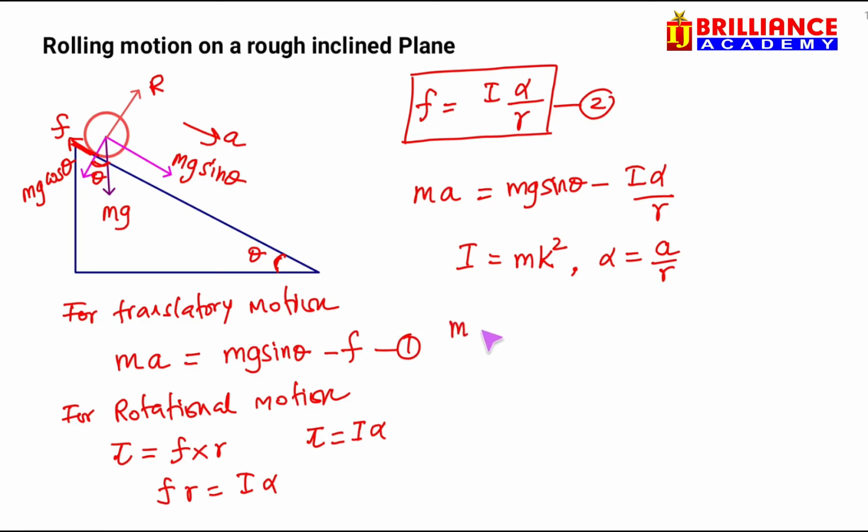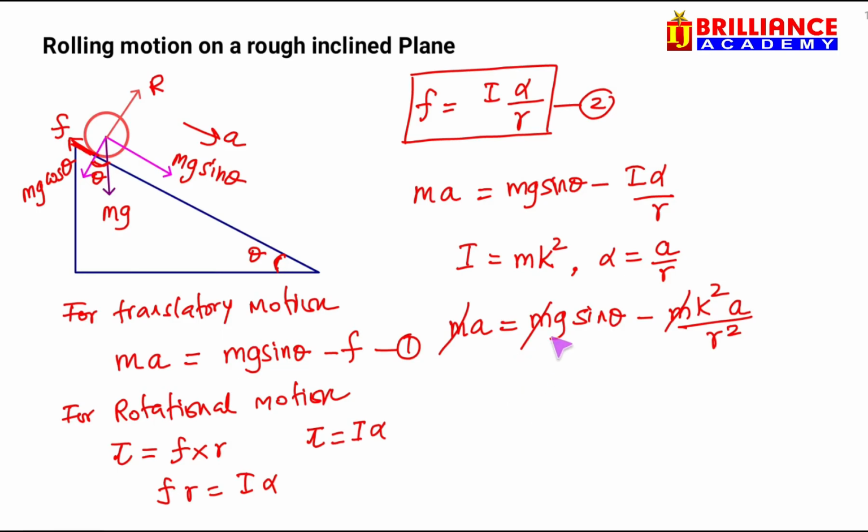So I will get ma is equal to mg sine theta minus, so instead of I I can write mk squared, and instead of alpha I can write a by r. So already I have one r, so it becomes a by r squared. Now if you see, m is there, mass is there on all the sides, you can cancel. So now you have two a terms, so you can bring it to one side.